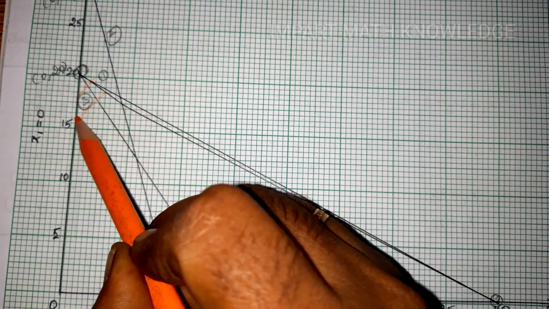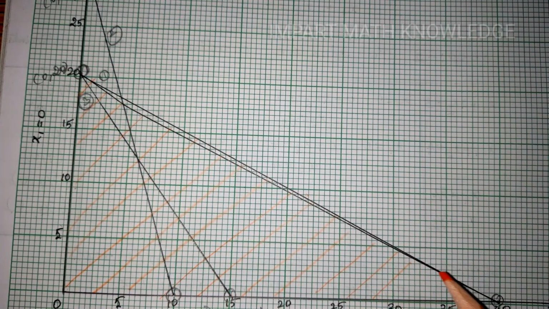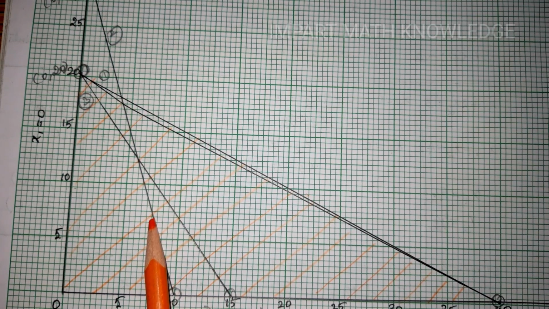You have to shade inside the region like this. We have to shade below the region with any colors or any designs. This is my second line. For the second condition, the inequality is greater than or equal to.